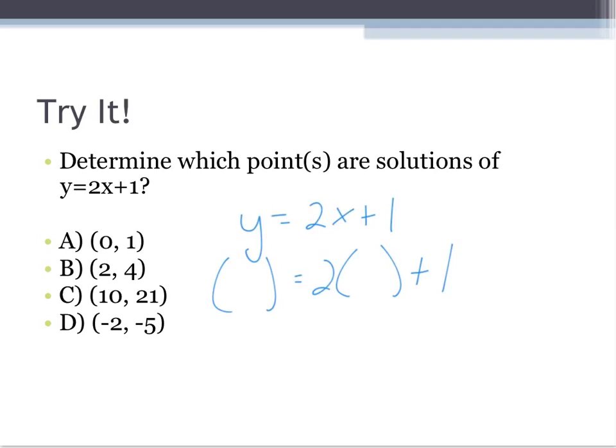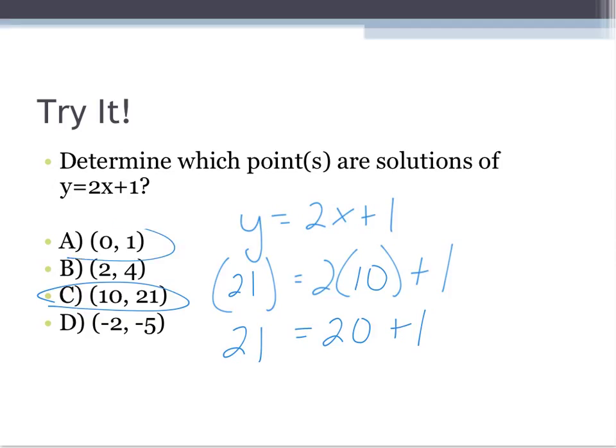No, it doesn't. So that is not a solution. As you can see, when we put in 10 for x and 21 for y, we have 21 equals 20 plus 1. Is that a solution? Yes, it is. So we now have two solutions.